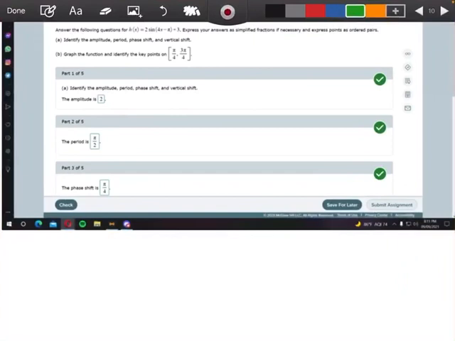All right, so guys, this is number 10 out of section 4.5, and it says answer the following questions for, and it gives us our trig function, h of x equals 2 sine of 4x minus pi plus 3. And it says graph the function and identify the key points, and it gives me some information here too, so we'll figure all that stuff out. So let's see, the first question says identify the amplitude, the period, the phase shift, and the vertical shift. Okay.